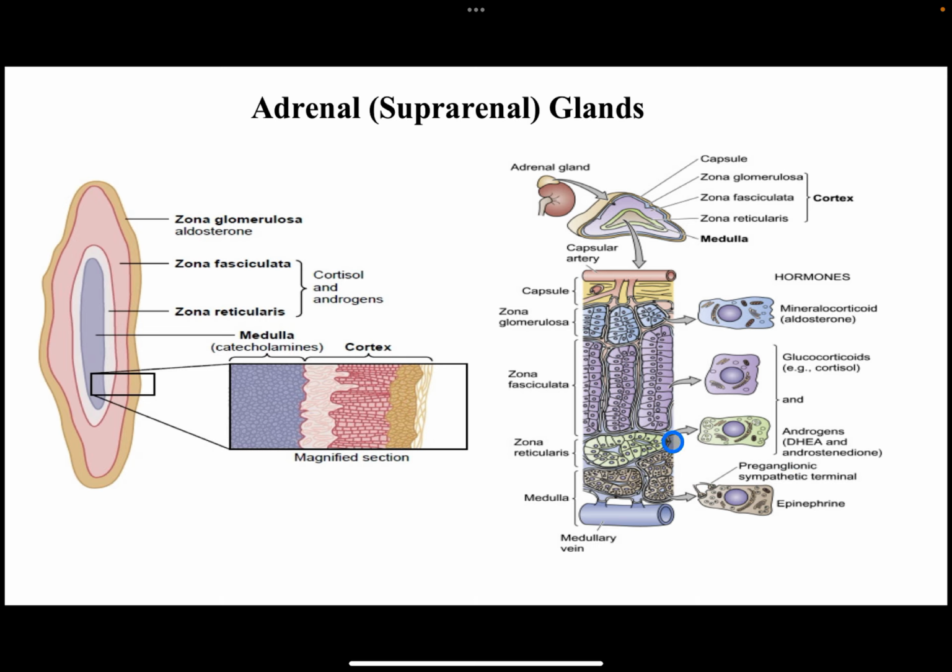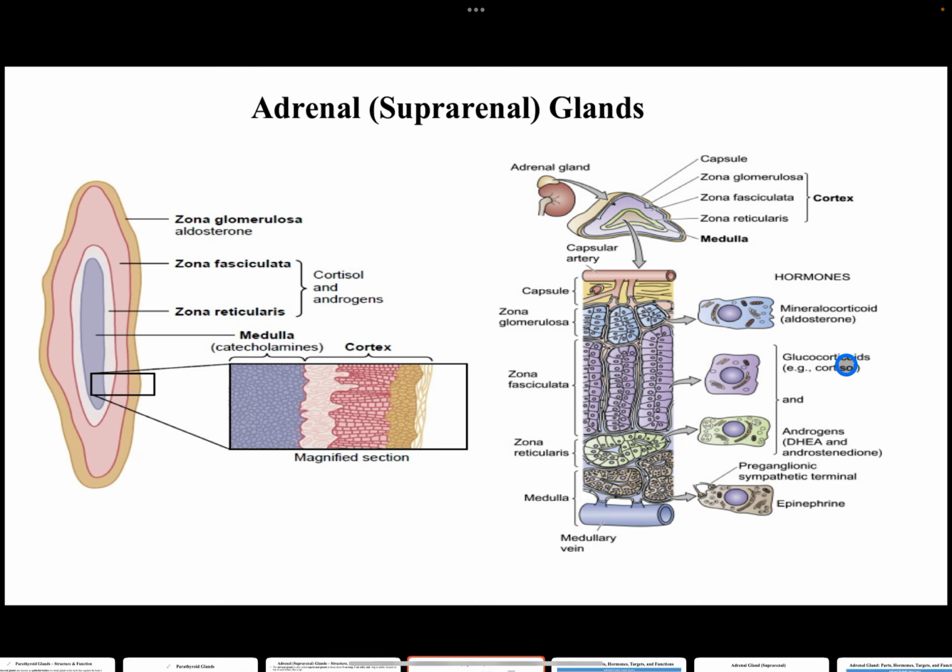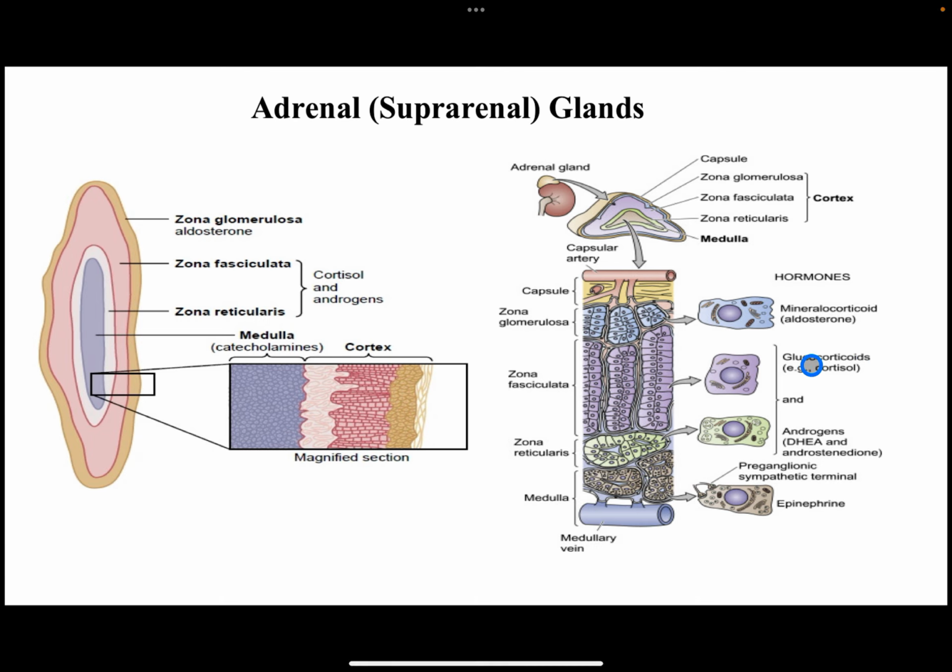Okay, then we have the zona reticularis. The zona reticularis secretes the androgens. Okay, dihydroepiandrosterone and then androstenedione. Okay, and then we have the zona fasciculata, glucocorticoids. They produce the glucocorticoids, for example, the cortisol. And then we have the zona glomerulosa. They produce the mineralocorticoids, the aldosterone.